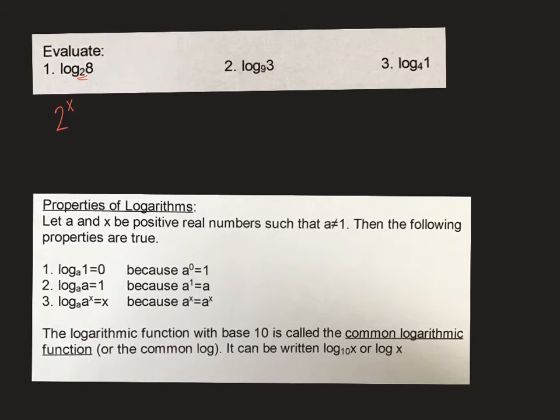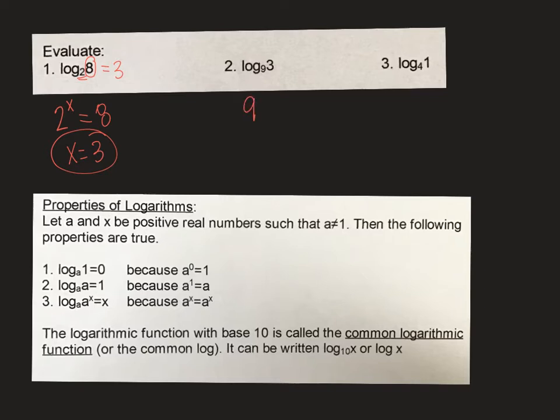We need to find 2 to what power is going to equal whatever that number is. So in this case, 8. Well, 2 to the first power is 2, 2 to the second power is 4, 2 to the third power is 8. So log base 2 of 8 is going to equal 3. And we just repeat the process for 2 and 3.